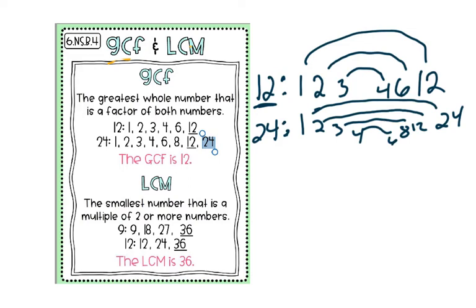The reason why most people prefer the upside down birthday cake to listing the factors or the factor rainbow is, 1, the birthday cake is faster. 2, you can find least common multiple at the same time. The second thing is, if you don't know your multiplication facts, it's very difficult to list the factors or the multiples in order to find the greatest common factor and least common multiple. So that is the downside of listing the factors and the multiples.